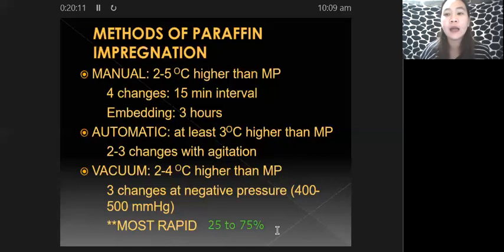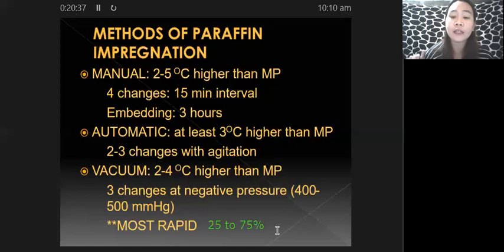So, in the laboratory, what are the applications of your vacuum method? It is utilized, number one, for urgent biopsies. Since it is the most rapid, if you are going to process an urgent biopsy or an urgent sample, then the best method of paraffin impregnation is your vacuum.